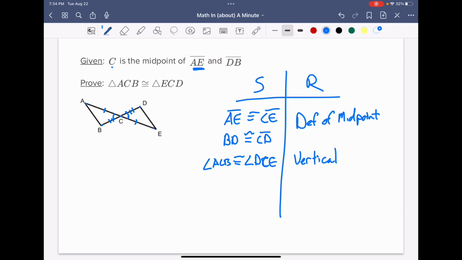Now, I think I've done everything I need to prove my triangles are congruent because I have a side, an angle, and a side. So that's going to be my reason for saying my triangles are congruent. So triangle ACB is congruent to triangle ECD because of side, angle, side.